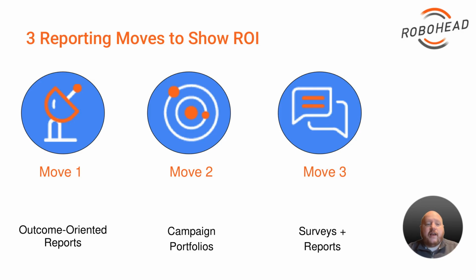Those tools being outcome-oriented reports, and campaign portfolios, which are a really fun way to show off all your work. They're visual, they're interactive, and they may be something you haven't messed with before, so I highly encourage you to mess around with them after our session today. And then we'll get into surveys. We'll show you how to set those up, what it kind of looks like for the end user, and then we'll circle back to reports and show you how you can incorporate that information into your reports.